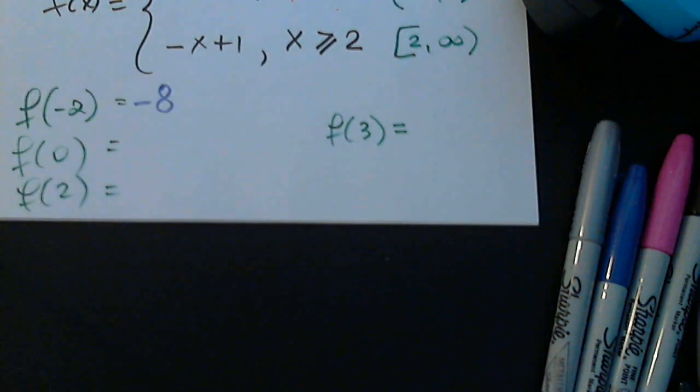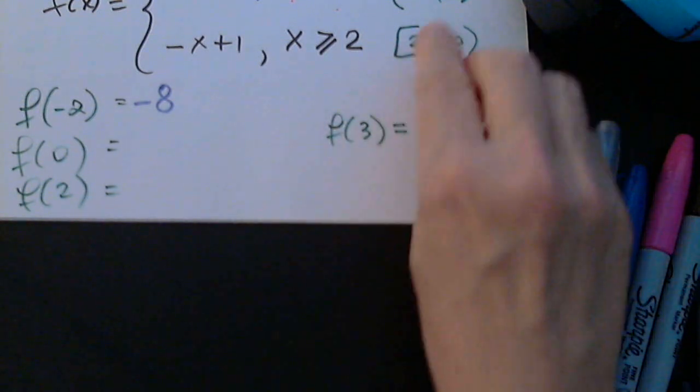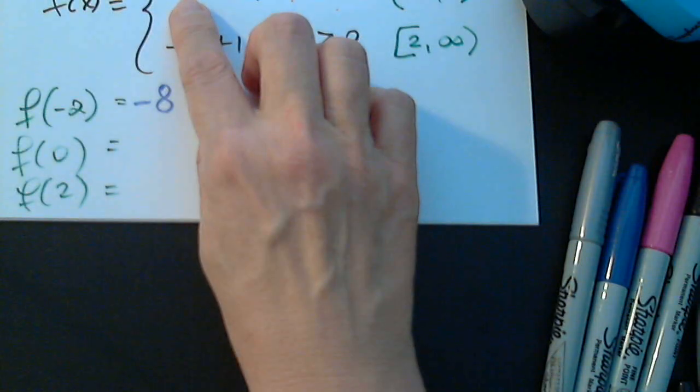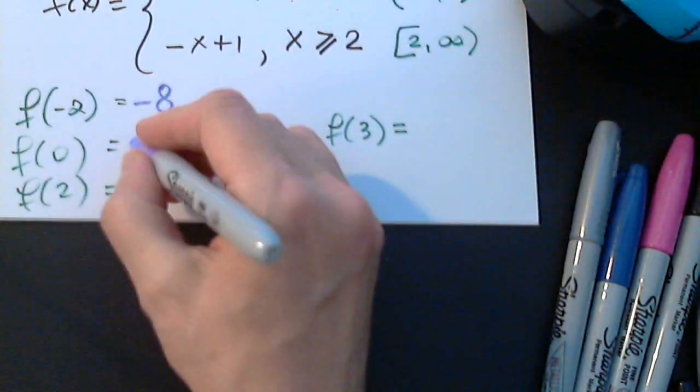f of 0. How do I find f of 0? The top one? Of course, because 0 is here, and it's not a number greater than or equal to 2. Brilliant. 2 times 0 is 0. 0 minus 4, negative 4. Excellent.